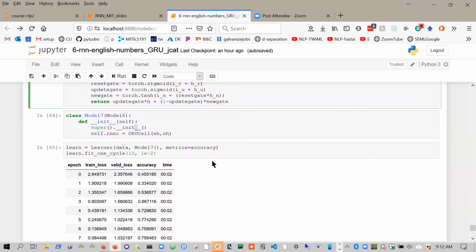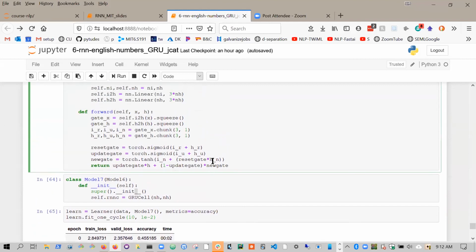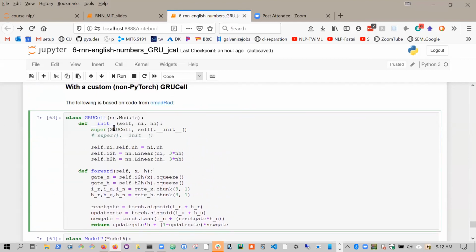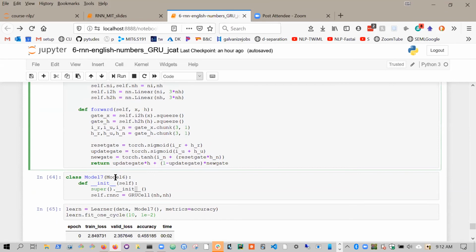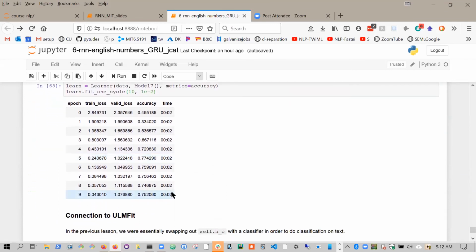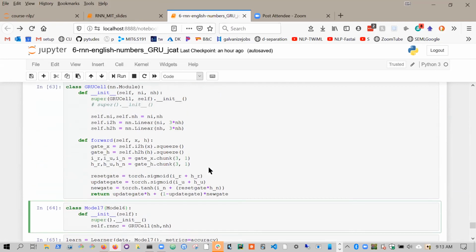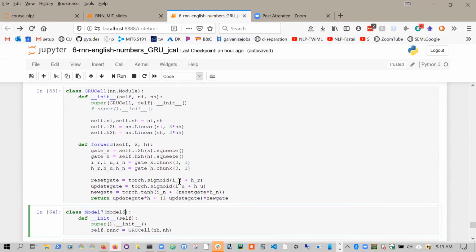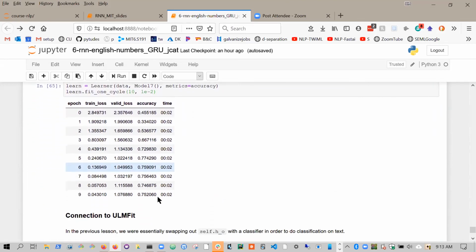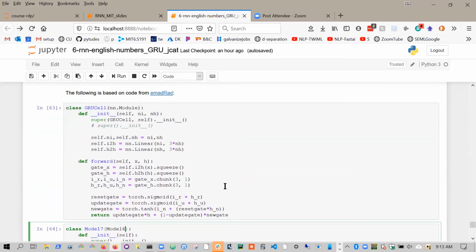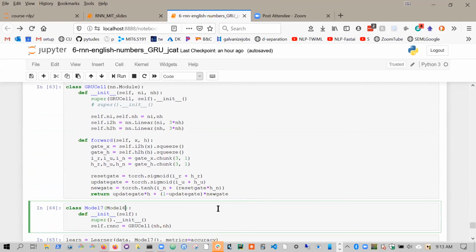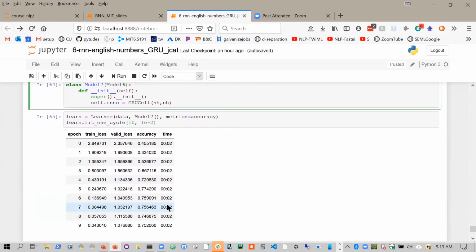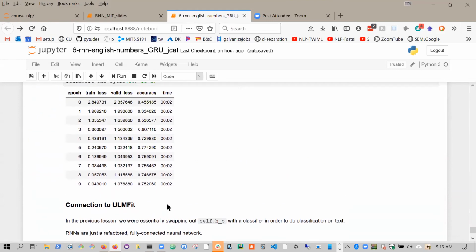Okay, so now what's modules? So this is our GRU cell, and then module 7 uses it, and it seems to have not quite as good an accuracy, but the thing is, when you run these things many times, you can get pretty variable results. So I'm not prepared to say that 75% is a lot worse than 79%. I think if you run it again, it might come up to 79%. But anyway, so that's the end of this thing.